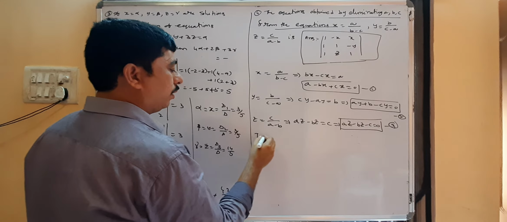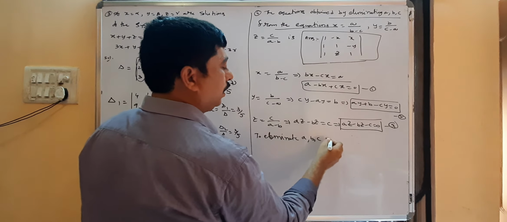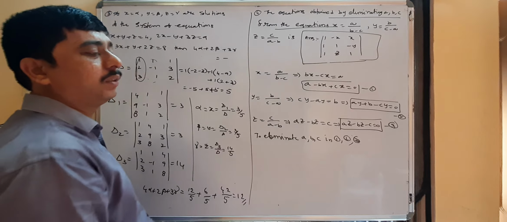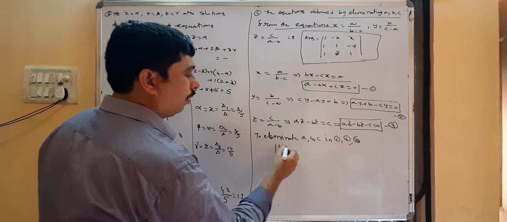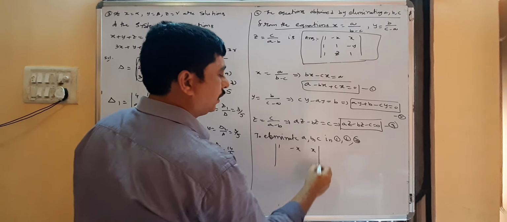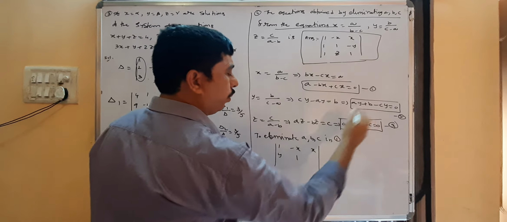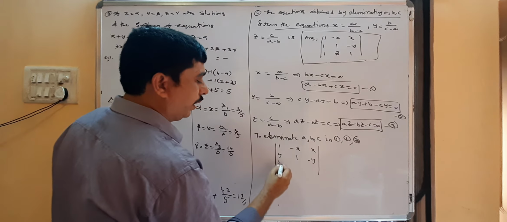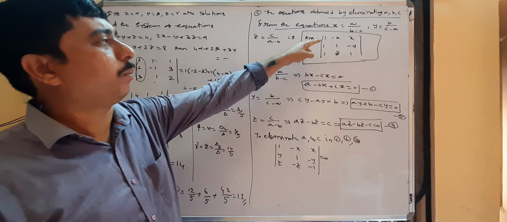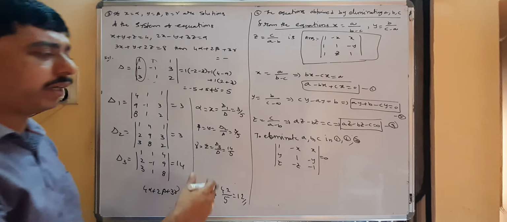To eliminate a, b, c in equations 1, 2, 3, you have to take the coefficient matrix equal to 0. Then we get: in the first equation, a coefficient is 1, b coefficient is minus x, c coefficient is x. In the second equation, a coefficient is y, b coefficient is 1, c coefficient is minus y. Third equation, a coefficient z, b coefficient minus z, minus 1 equal to 0. But the answer is given as the determinant with 1 minus x, 1 x, 1 1 minus y, 1 z 1, so we convert it into that form.